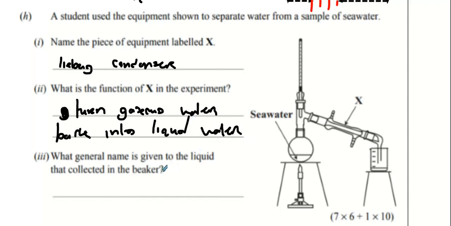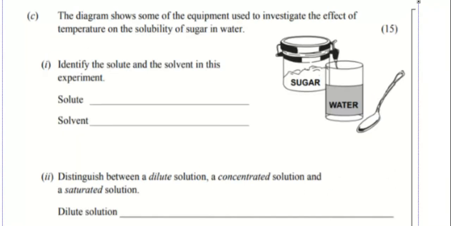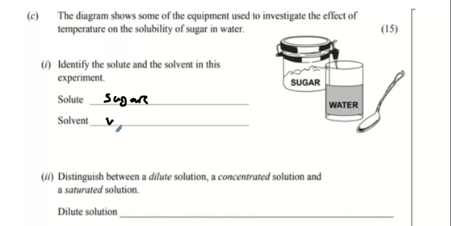Okay, what's the general term for the liquid in the beaker called? I think it's called the distillate. It's the liquid you want out of the mixture, and in this case it's water. Okay. The diagram shows the equipment used to investigate the solubility of sugar in water. Identify the solute and solvent. The solute is the sugar, because you're dissolving that in the solvent, which is the water.